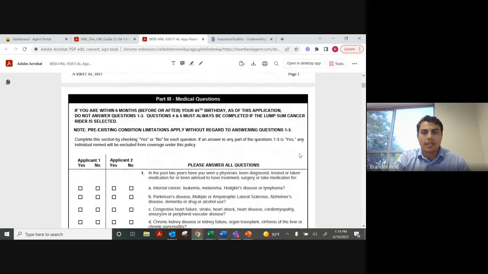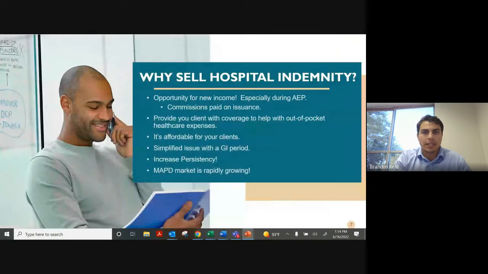Okay, I think that covers most of it on the application. So even for guaranteed issue, please keep in mind the 6-month pre-ex does apply, and keep in mind that is a 1-year window there, 13 months on the GI period.